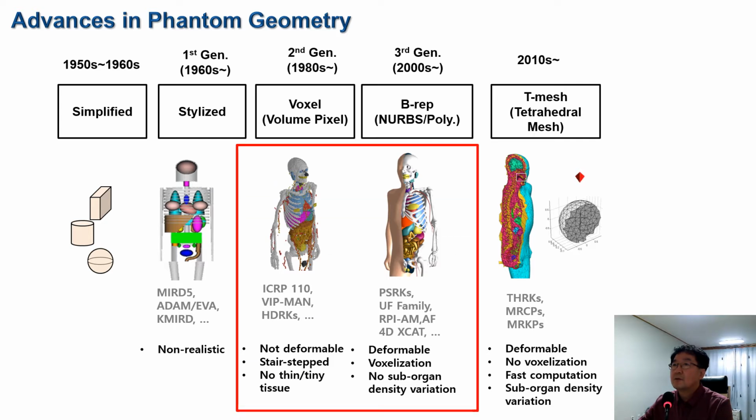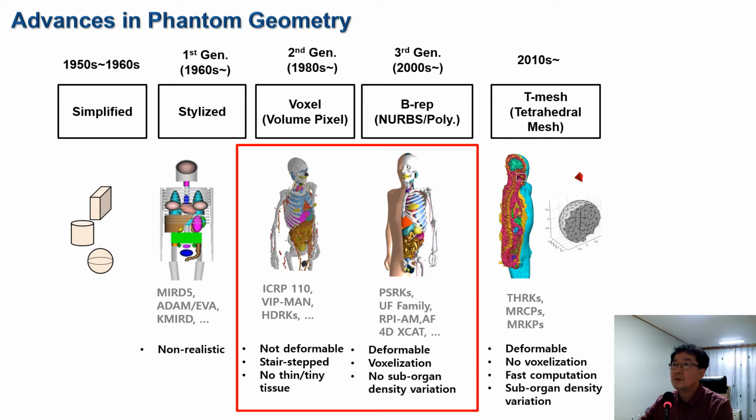One is voxel geometry, and the other is BREP geometry. That is boundary representation geometry. But these geometry formats have limitations. First, as I explained earlier, the voxel geometry is not deformable and suffers from stair-stepped surfaces, and it is difficult to model very thin or tiny tissue structures.